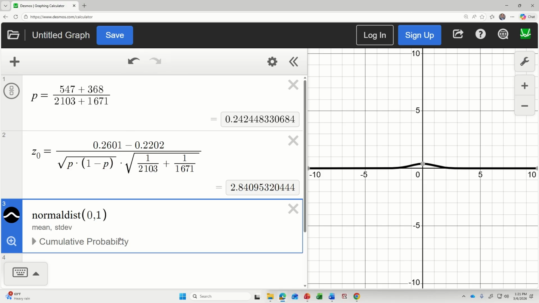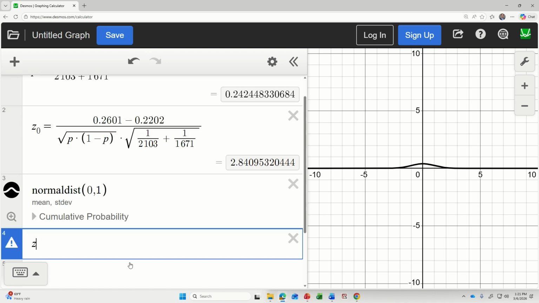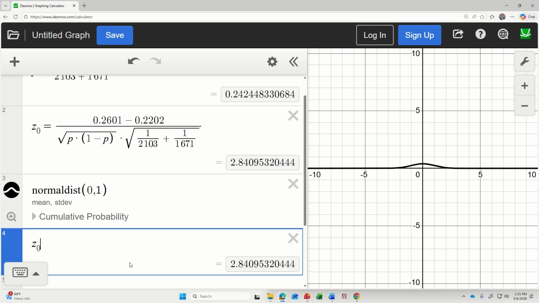How did you get the Z0 in there? You just type in the letter Z and the number 0, and it happens.